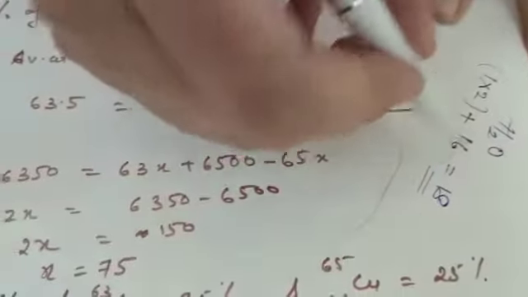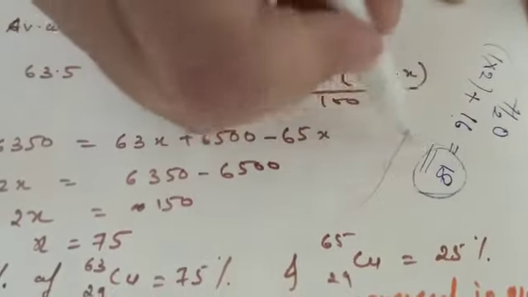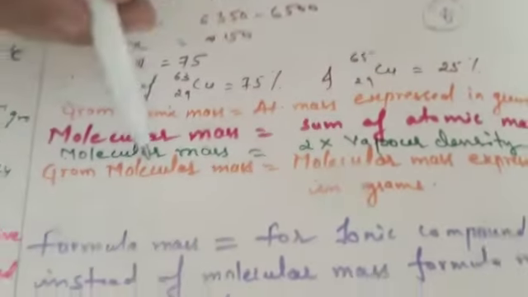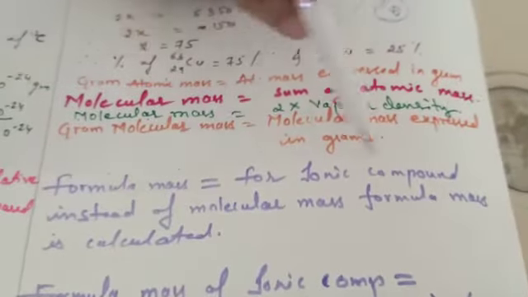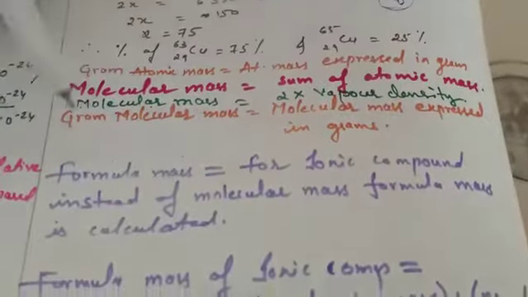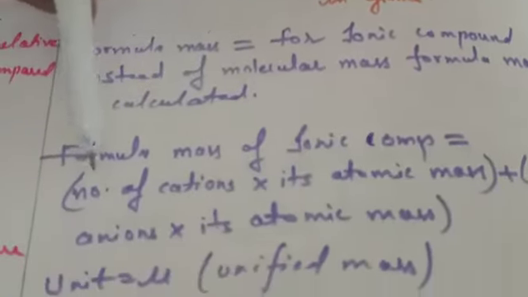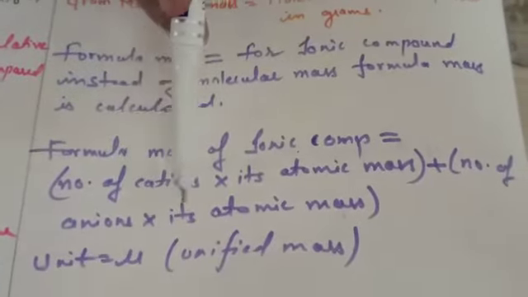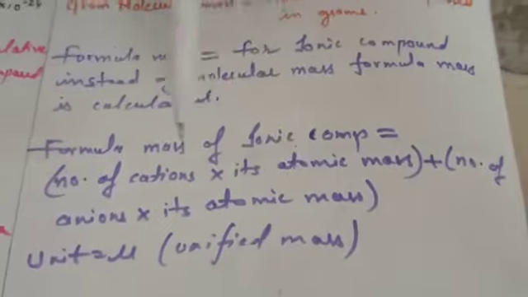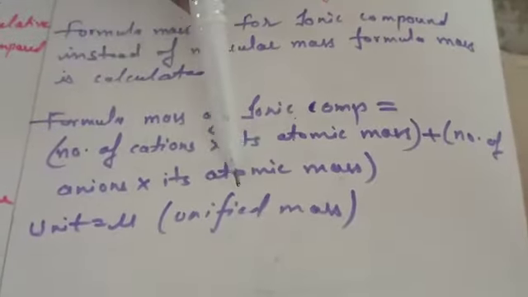So molecular mass can be calculated as the sum of the atomic masses, and if the molecular mass is expressed in gram, then it is known as gram molecular mass. Next comes formula mass. Formula mass is calculated only for ionic compounds, by the same method as molecular mass. So formula mass is equal to the number of cations into its atomic mass plus the number of anions into its atomic mass, and its unit is again unified mass, represented by the sign U.